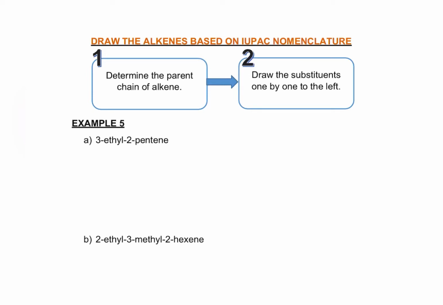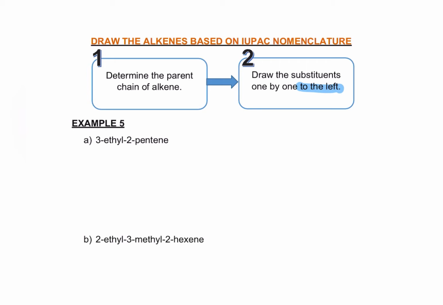Assalamualaikum and hello. In this video, we are going to learn how to draw the alkenes based on IUPAC nomenclature. So as usual, please determine for step number 1 the parent chain of alkene. And next, you have to draw the substituents one by one to the left. So take a look here to the left. I'm going to do it together with you from example 5.